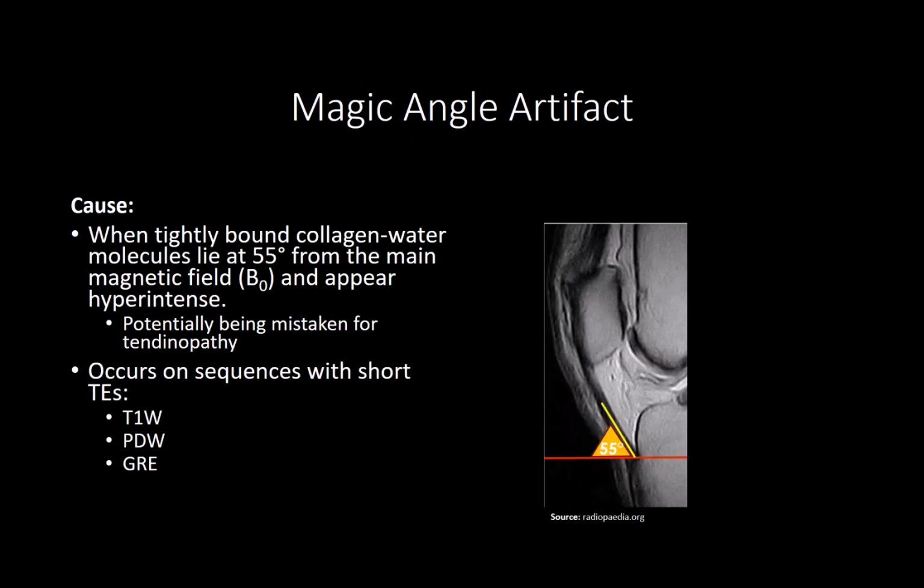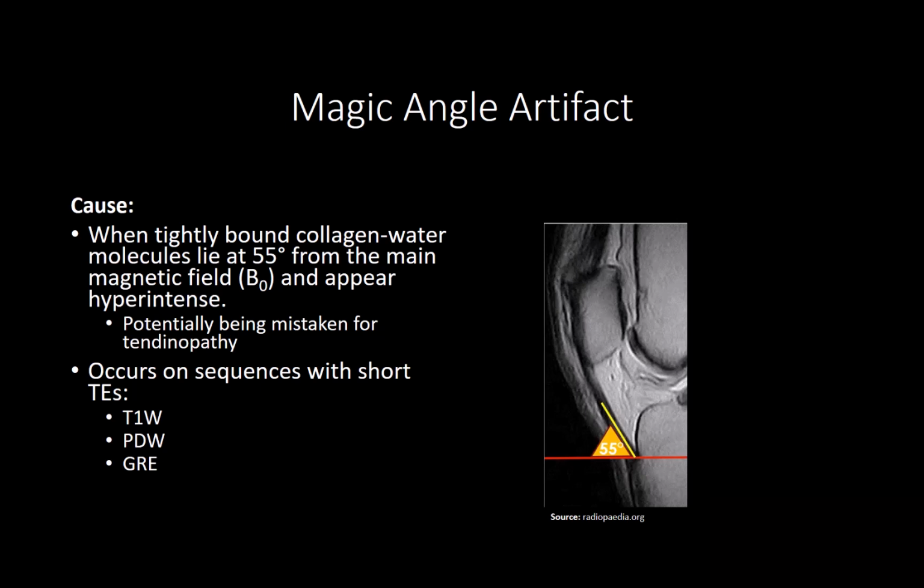Magic angle artifact. When tightly bound collagen water molecules lie at 55 degrees from the static magnetic field B0, these tissues will appear hyperintense and can be potentially mistaken for tendinopathy. Normally, tendons, which are tightly bound collagen, water molecules are restricted, usually causing very short T2 times, accounting for the lack of signal in these structures most of the time.